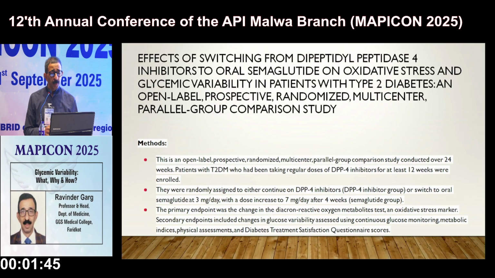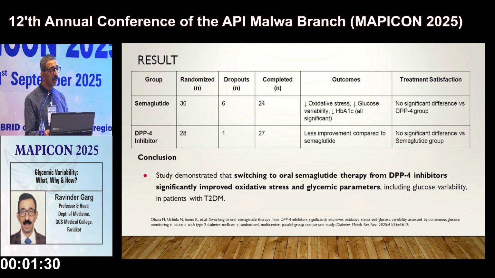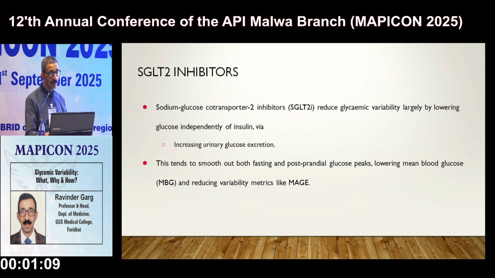So, this was a study, a direct comparison between DPP-4 inhibitors and oral semaglutide, a GLP-1 agonist, right? So, it was a prospective randomized multicentric trial. So, what did the results show? The results demonstrated that if we switch from DPP-4 to oral semaglutide, it significantly improves glycemic variability. So that means GLP-1 agonists have a better stance than DPP-4 inhibitors.